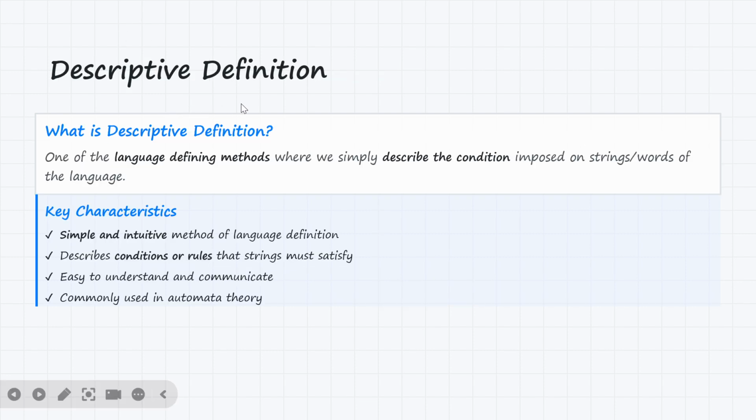What is a descriptive definition? It is one of the language defining methods where we simply describe the condition imposed on strings or words of the language. It is a simple and intuitive method: describe conditions or rules. It is easy to understand and commonly used in automata theory. So what is descriptive definition?